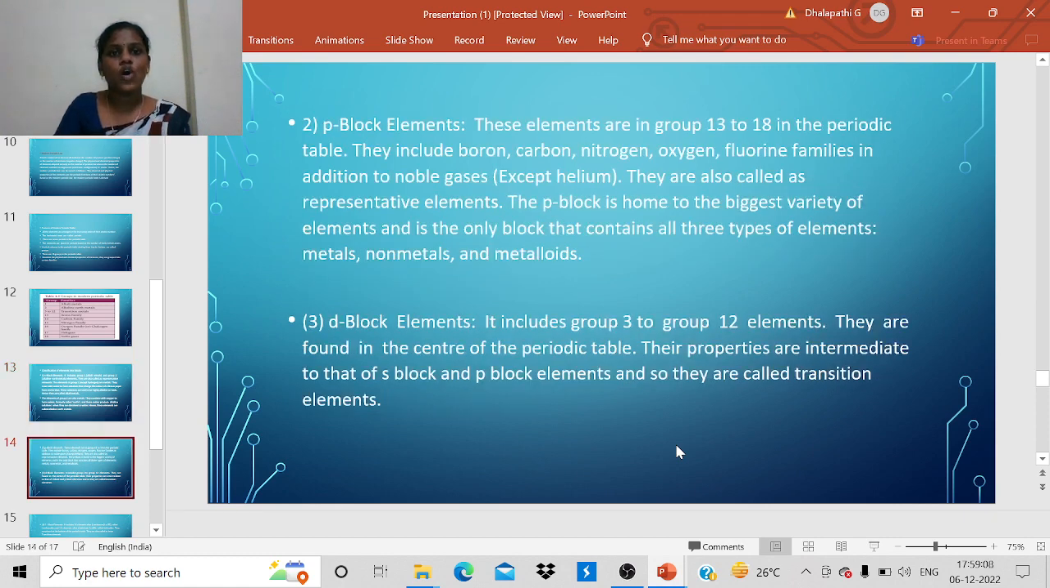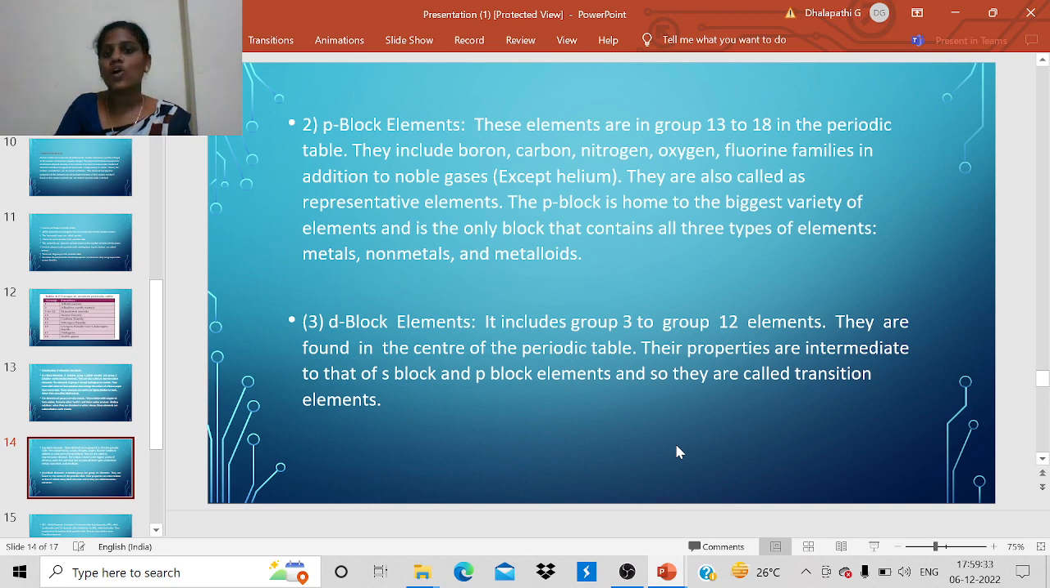Next one is P block. These elements are in groups 13 to 18 in the periodic table. They include the boron, carbon, nitrogen, oxygen and fluorine families in addition to the noble gases. They are also called representative elements. The P block is home to the biggest variety of elements and it is the only block that contains all 3 types of elements: metals, non-metals and metalloids.